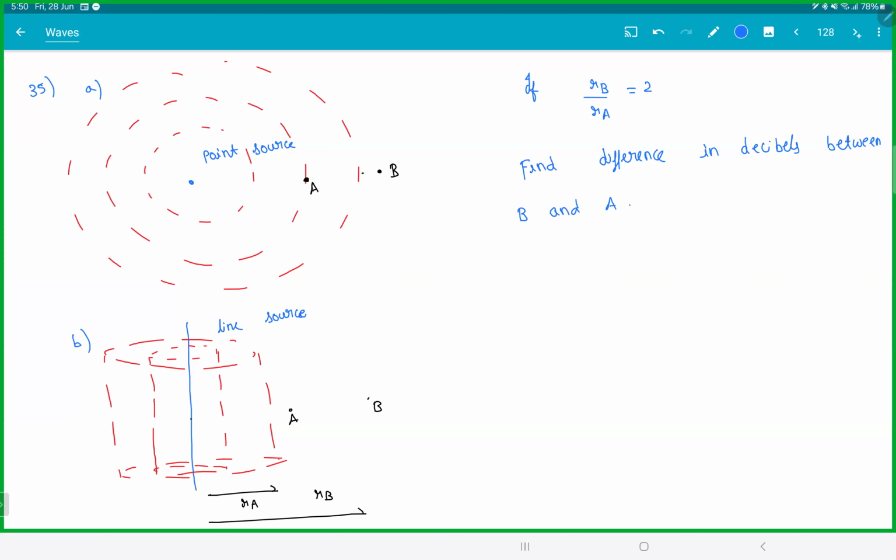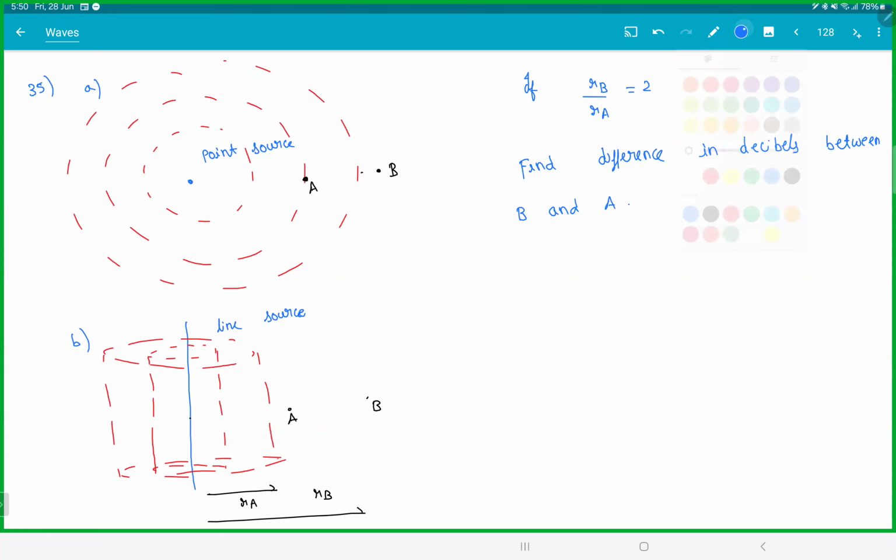So you got a point source there and it is releasing sound. And here the point source is there in a line source. Basically here sound travels in spherical shells. It's called a wavefront. We'll see that in wave optics.